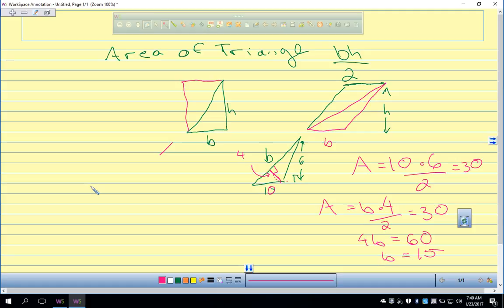And that's all I'm going to talk about triangles. You ready to learn about trapezoids? Who knows the area formula for a trapezoid? No one? Oh, good. Okay, well, let's try to derive it.